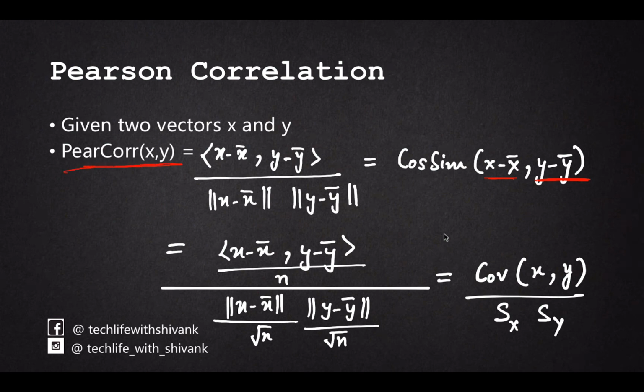Cosine similarity can also be written in terms of covariance and standard deviation by noting that the cosine similarity between x minus x bar and y minus y bar is simply the dot product between them divided by their magnitudes. And if we divide numerator and denominator by n, we can see that the numerator is nothing but the covariance between vectors x and y, and the denominator is nothing but the standard deviation of x times the standard deviation of y. Hence, it can be written as the covariance of x and y divided by the standard deviation of x and the standard deviation of y, as shown.